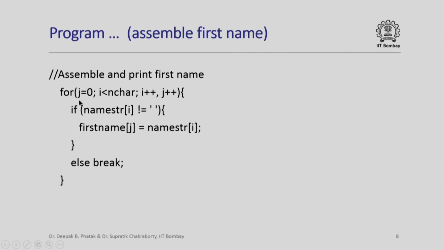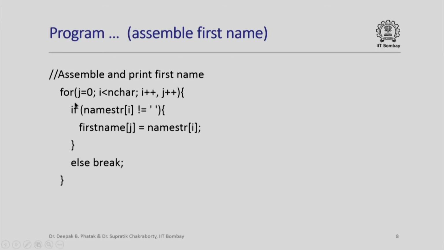for j equal to 0, i less than n char, i plus plus, j plus plus. So, what we are doing is, while assembling the first name, we start with j equal to 0, which will be the index into the first name array. This will be incremented by 1 as i will be incremented. Essentially what we are doing is, we are going to stuff consecutive non-blank characters inside the first name array.